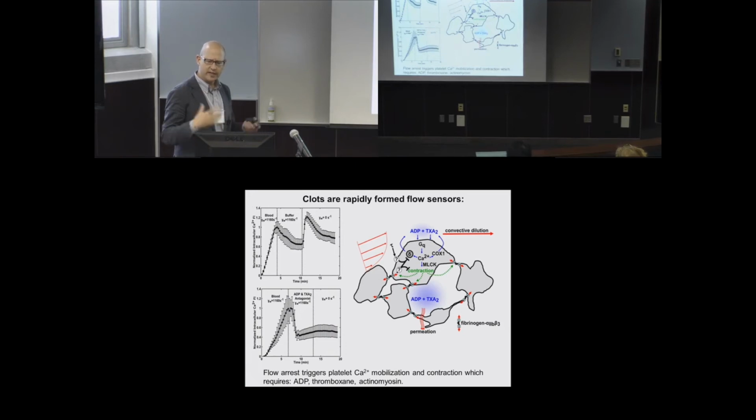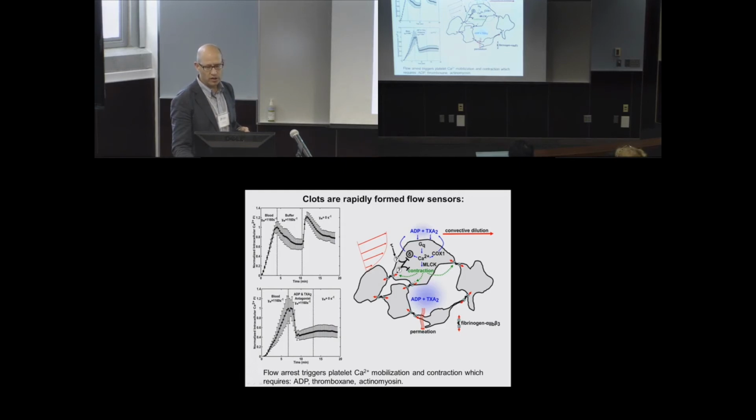The platelets are releasing ADP and thromboxane. I showed you those boundary layers in the simulations. And this ADP and thromboxane is being washed away. But if you stop the flow, all of a sudden that ADP and thromboxane builds up very rapidly and drives this contraction. If you use blebbistatin, you'll block the contraction. If you use receptor antagonists, you'll actually prevent it.